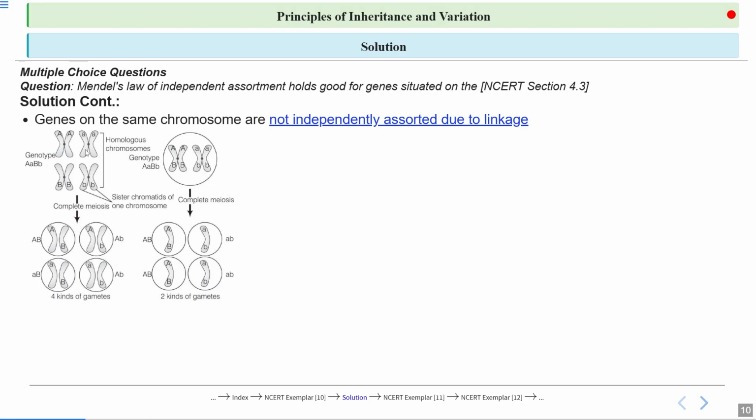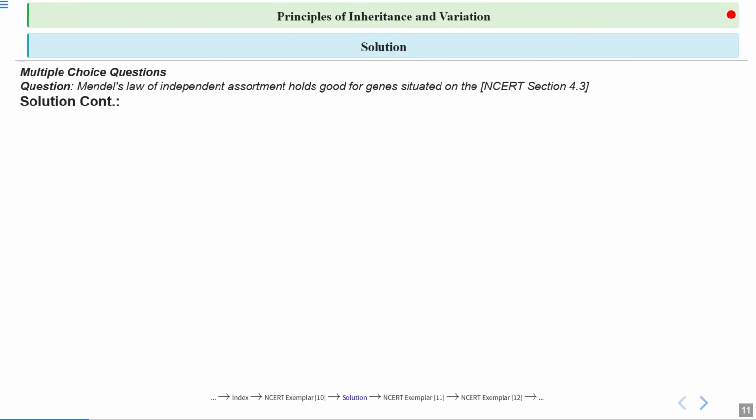In the first case, on the left hand side, the genes A and B are present on non-homologous chromosomes. Here, genes are independently assorting and 4 types of gametes are being formed. Clear? These gametes are formed due to independent assortment. In the image on the right hand side, the genes are linked together and only 2 types of gametes are being formed. Clear?